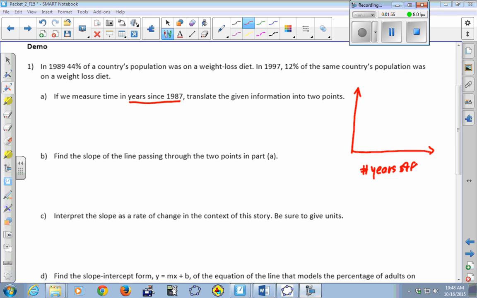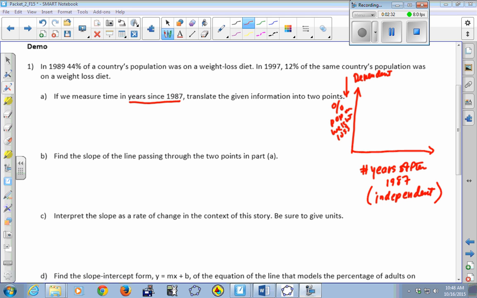Okay, this is what we call our independent variable. The percentage of the population on the diet depends on what year we're looking at. And then that only leaves the percent of the population on the weight loss diet as our vertical variable. We call that the dependent variable, because its value depends on whatever value of x I put into this particular equation once we get it.